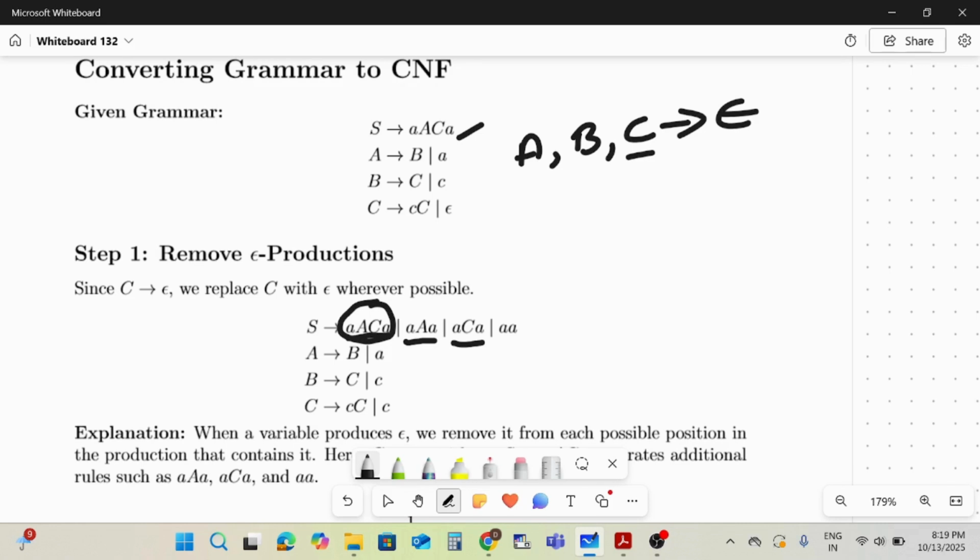First substitute epsilon for C. Next substitute epsilon for A. Next substitute the epsilon for both A and C. So you will obtain A and A. So this is how the epsilon removal is done.